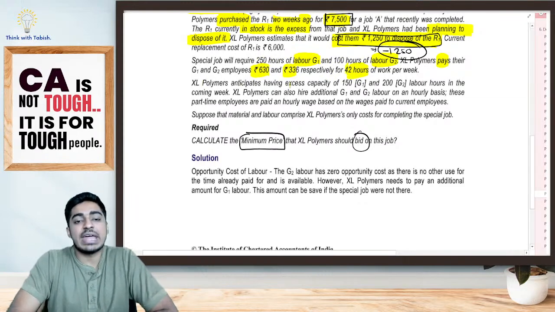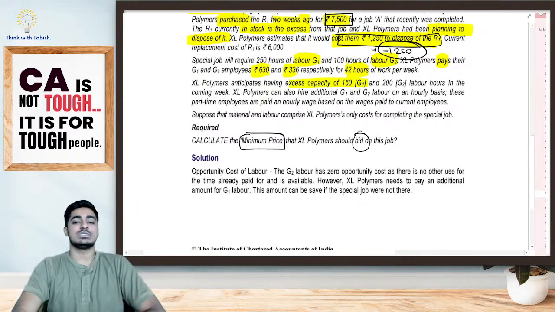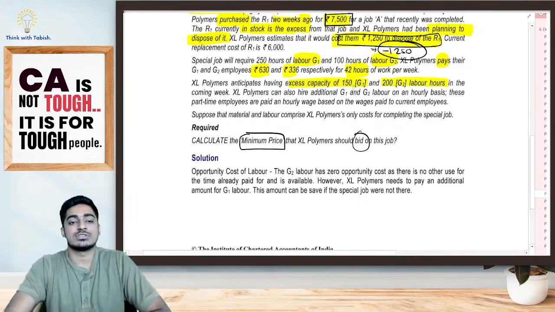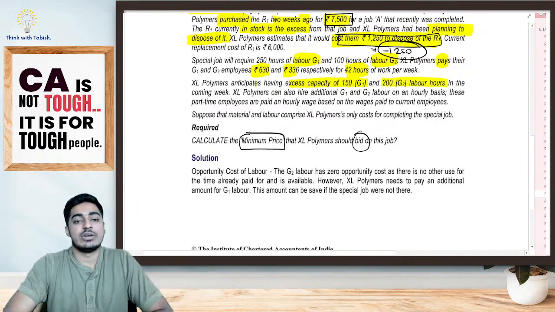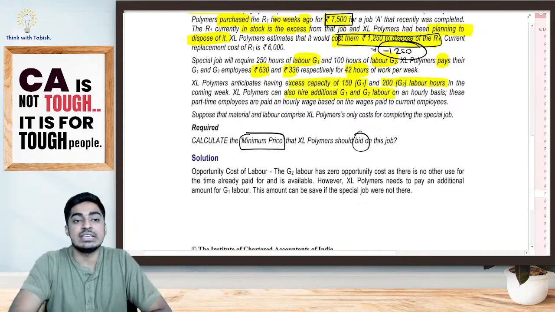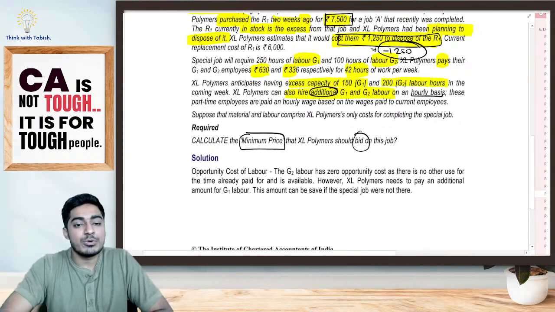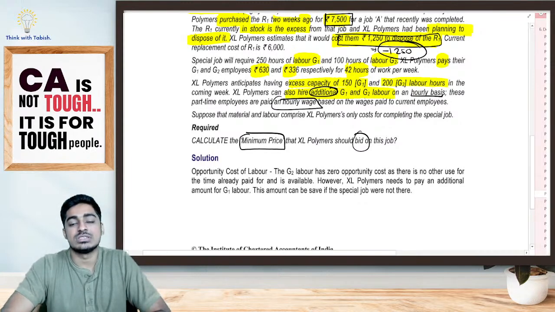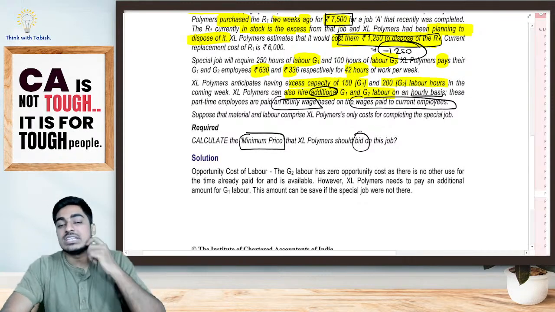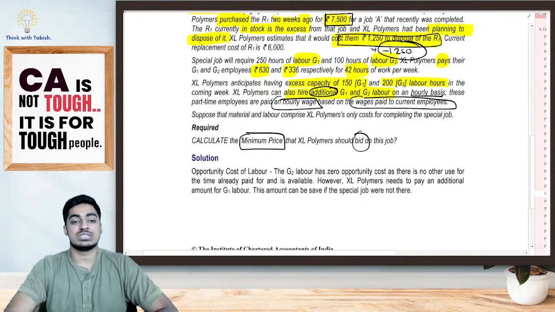Now, Excel Polymers anticipates that it has excess capacity of 150 hours of G1 and 200 hours of G2 in the coming week. Excel Polymers can also hire additional employees on an hourly basis. These part-time employees are paid an hourly wage rate based on the wages paid to current employees. Whatever hourly wage rate we are paying to current employees, the same wage rate will also be paid to these new employees as well.